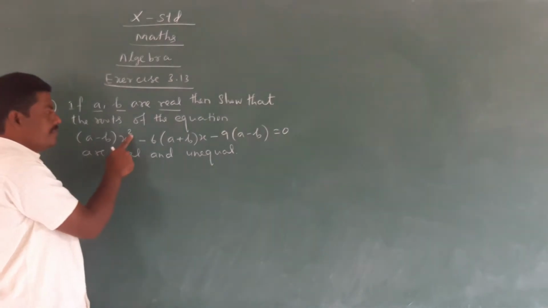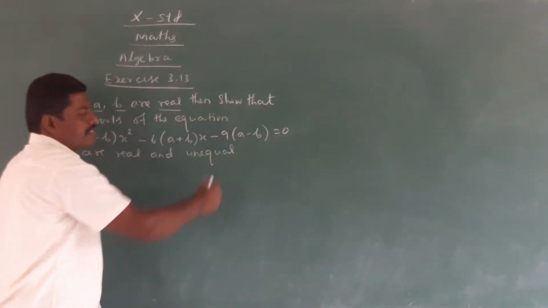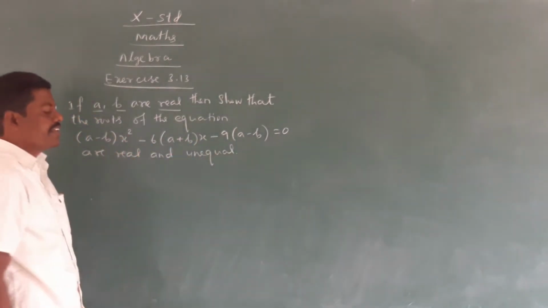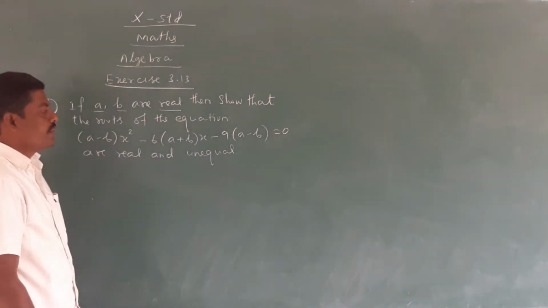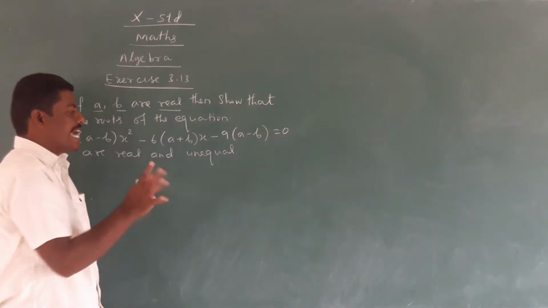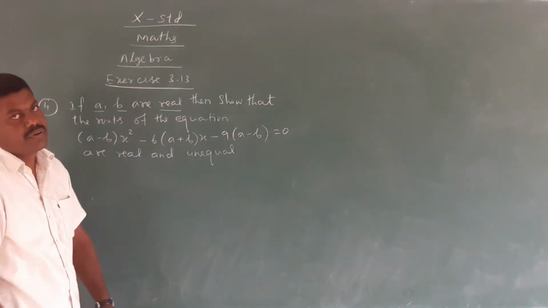Here the x² term is there, the x term is there, and here the constant term is there. So this is a quadratic equation. So the roots are real and unequal. So we want to prove this quadratic equation has real and unequal roots.